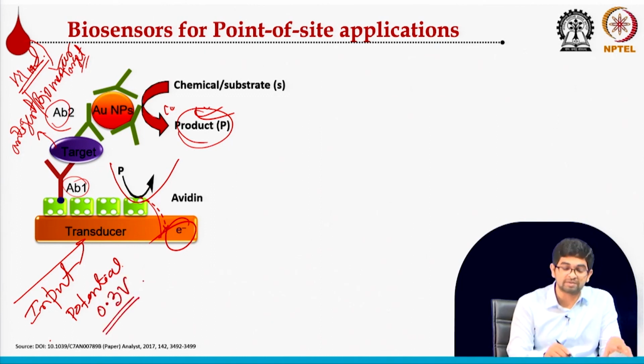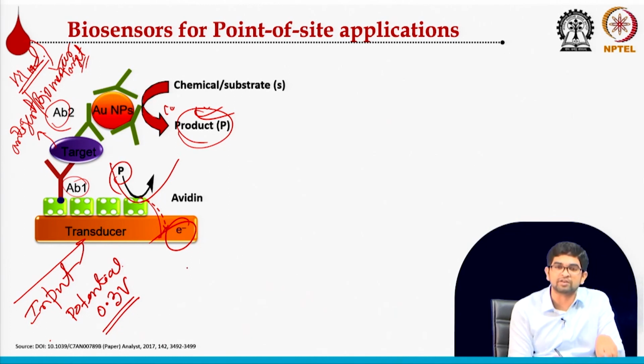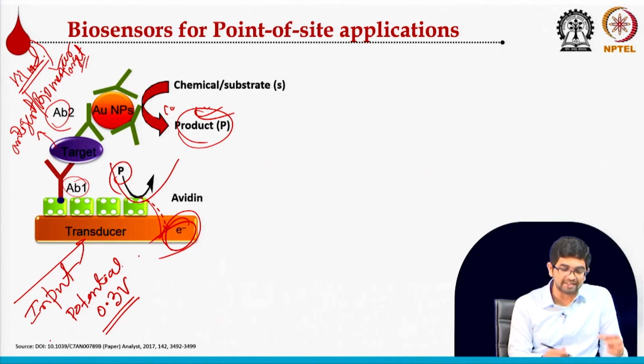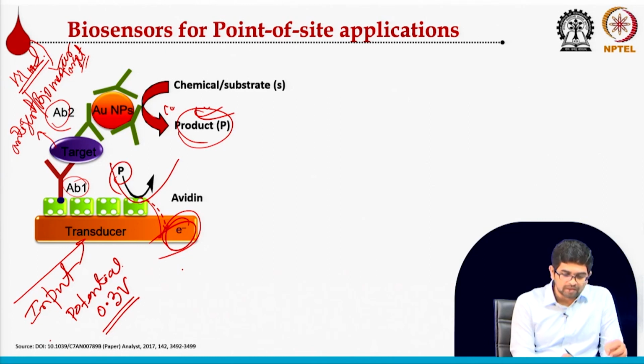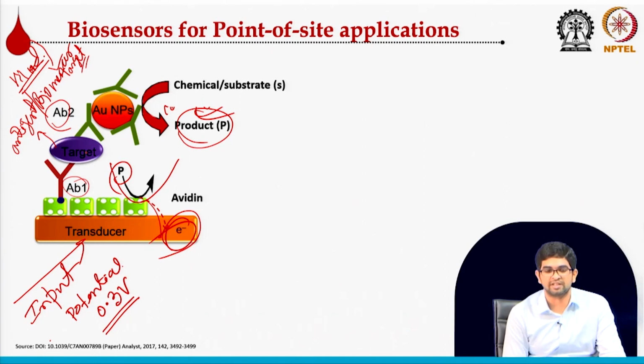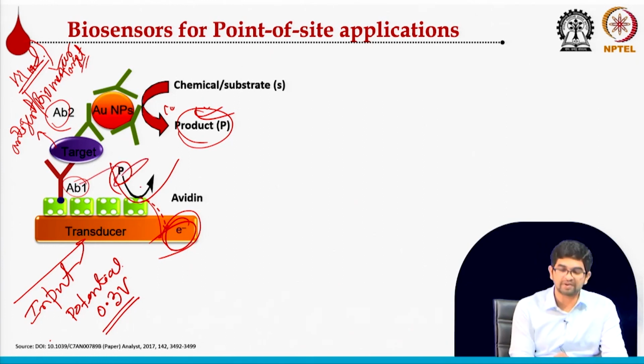As I mentioned, mainly we are discussing electrochemical biosensors here. So, we will apply some input like 0.3 volt potential. At this potential, this P can be oxidized on the surface, and it will release the electron. This electron we can collect, and we can see how much current signal you are getting. This is the fundamental part of the sensor, how we are developing the sensor and getting the output.